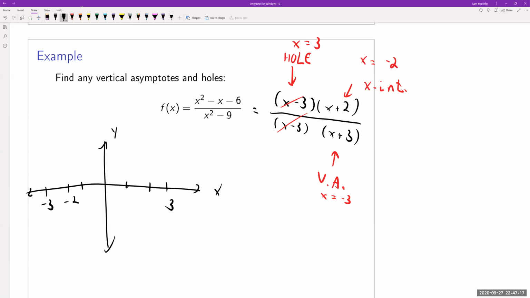At x equals 3, we've got ourselves a hole, which means that this graph is going to look like it should travel through 3 normally, but it will stop, have a hole, and then continue. At negative 2, we have a root. Nothing's wrong here. The function exists. It just crosses the x-axis, and we know that's perfectly okay.